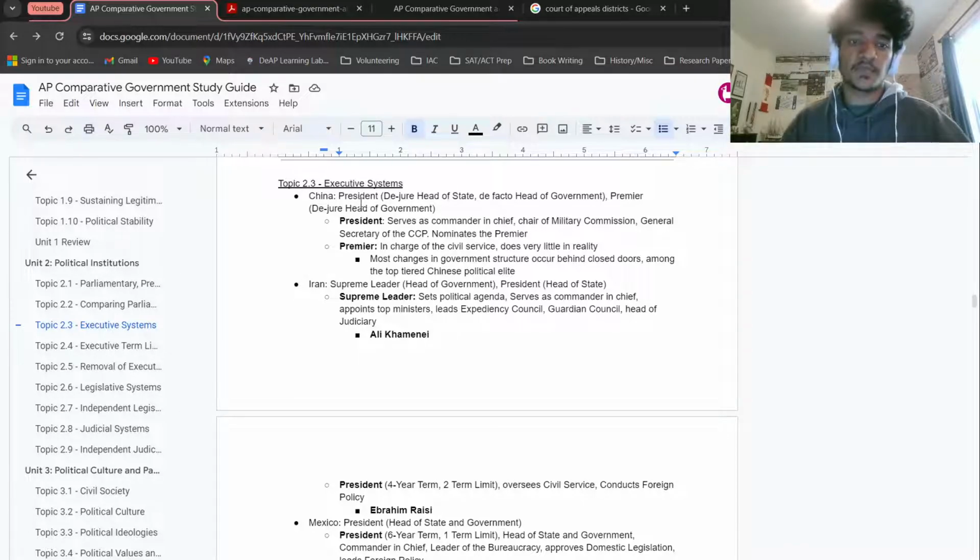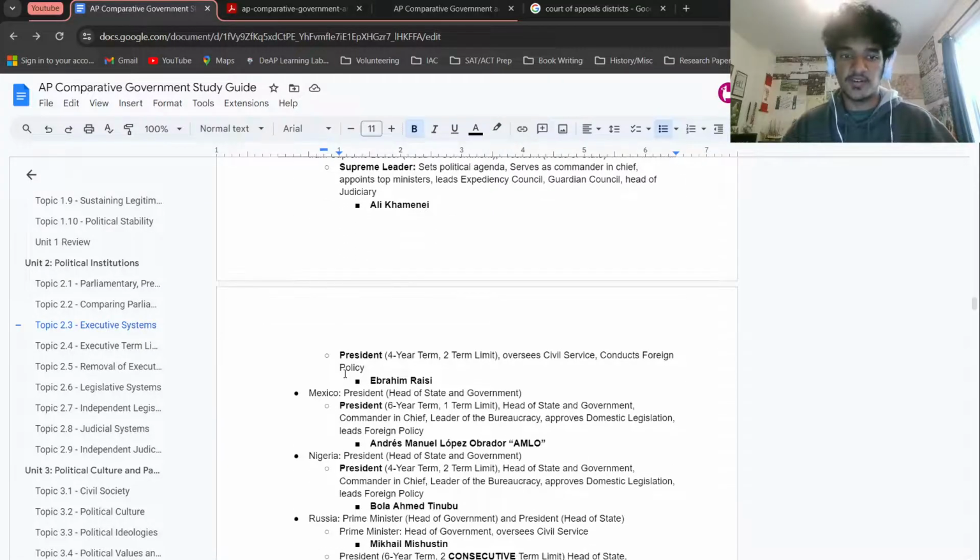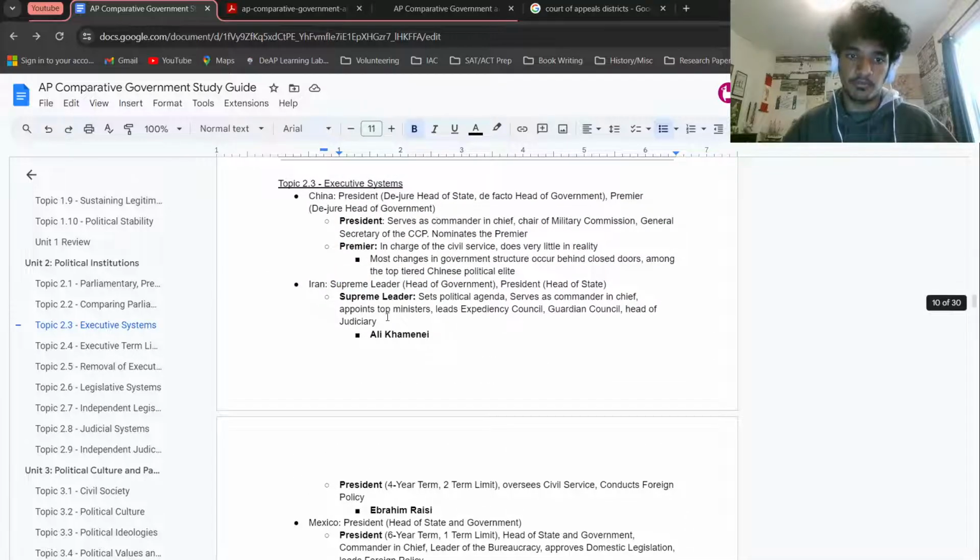China. President, Premier. The President has all the power. The Premier doesn't really do anything. Iran. Supreme Leader. He does everything. The President, he does nothing. He is elected, and he can be removed by impeachment from the Majlis. The Supreme Leader is the guy who is basically head of everything.